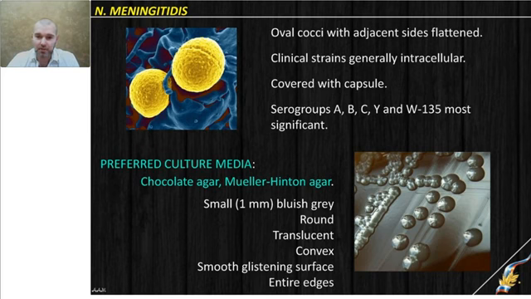Neisseria meningitidis has a well-developed capsule, and according to the capsular antigen, the bacteria are classified into serogroups. 5 serogroups are mainly significant in clinical practice. They are A, B, C, Y, and W135.